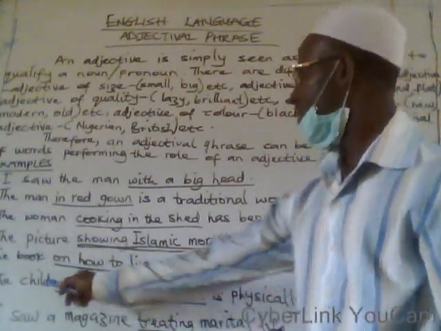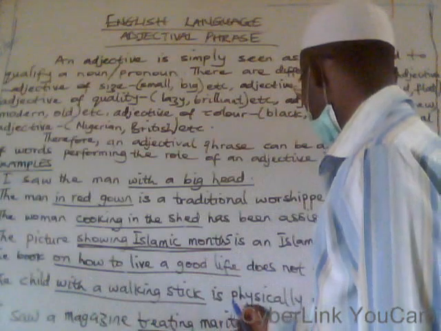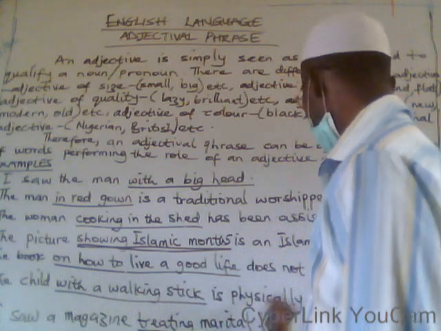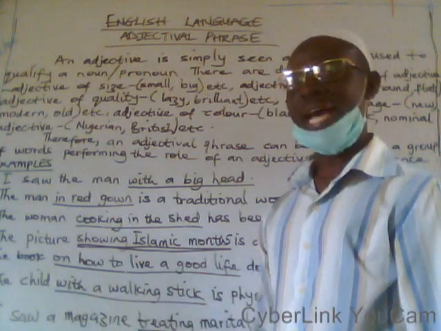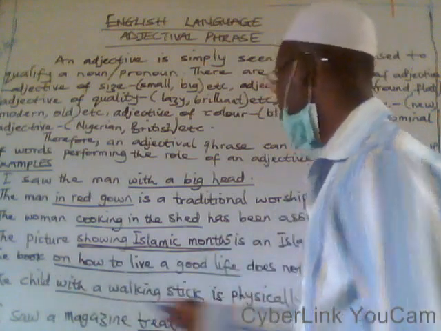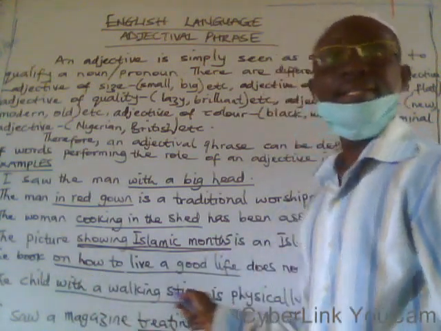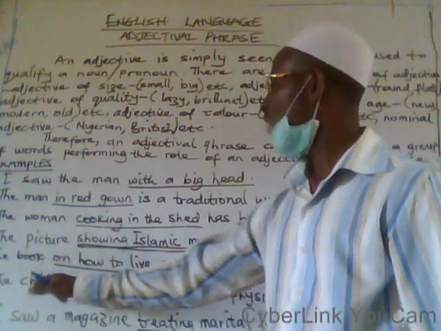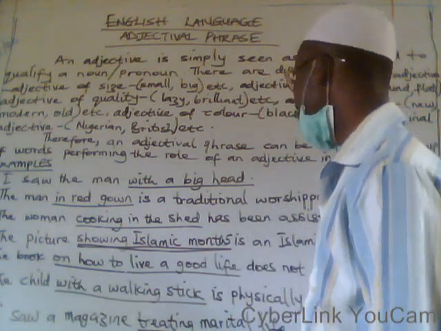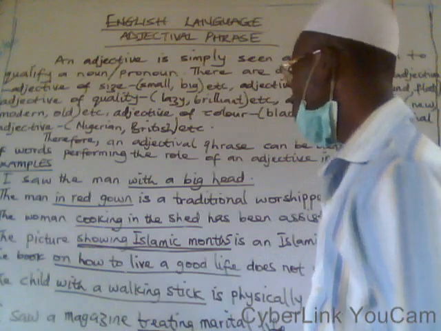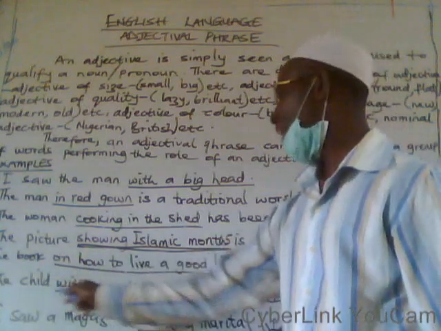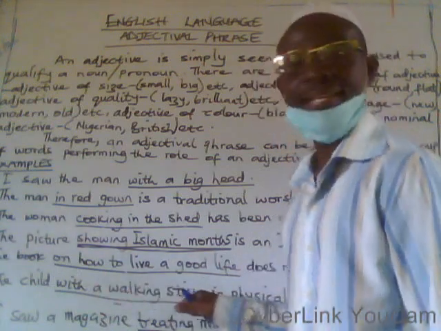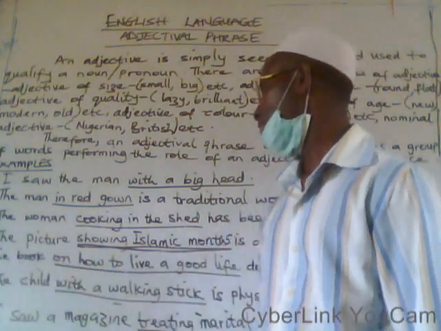The next example is: The child with a walking stick is physically challenged. Which child? The child with a walking stick. Look at it. With a walking stick here is what? It's an adjectival phrase because it's describing the noun child. We are talking about that child who uses a walking stick. So with a walking stick here is describing the noun child.